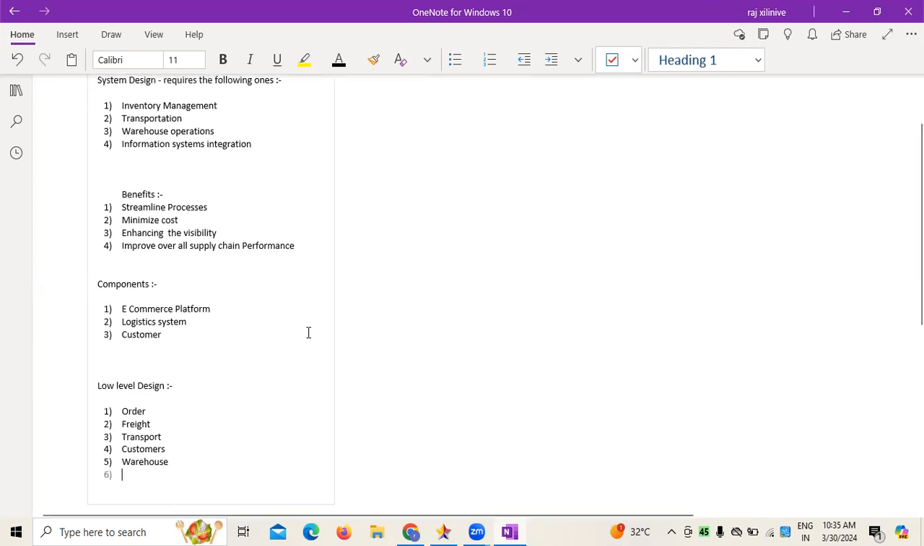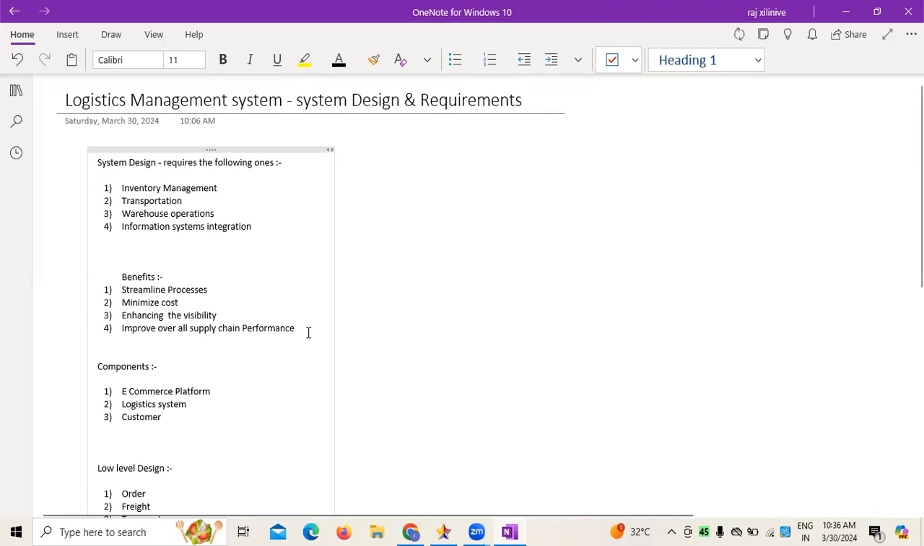At the same time, one more table will be created for inventory, where we need to mention the order ID, merchant ID, customer ID numbers, and so on. So these are the different tables which can be created in context to the database schema. When we talk about database schema, these are the low level designs: tables for order, freight, transport, customer, warehouse, etc. All these can be prepared by us when we are developing an application. This is how, at a high level, you can understand a logistics management system from the system design point of view.